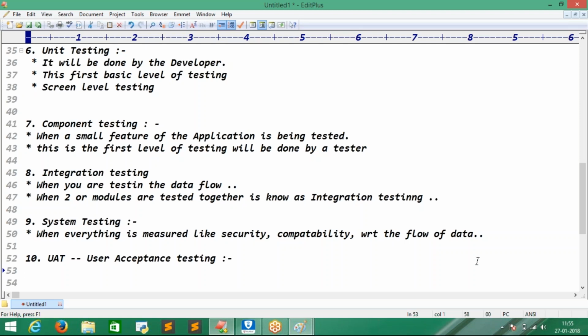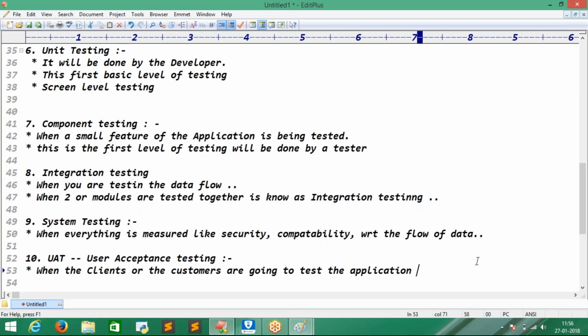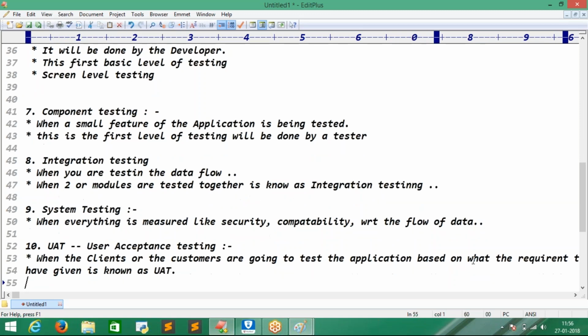Clear, guys? This is known as user acceptance testing. Let me write it down for you guys. When the clients or the customers are going to test the application based on the requirements they have given, it is known as user acceptance testing or UAT.